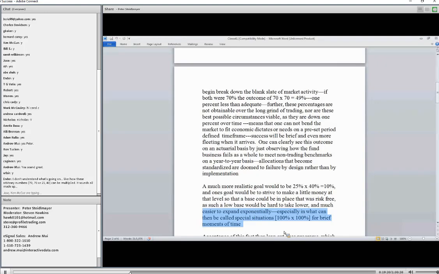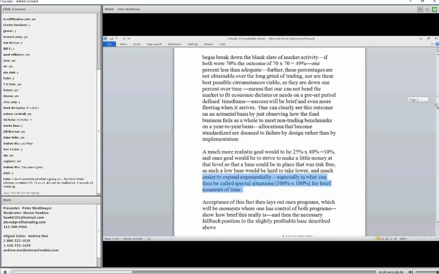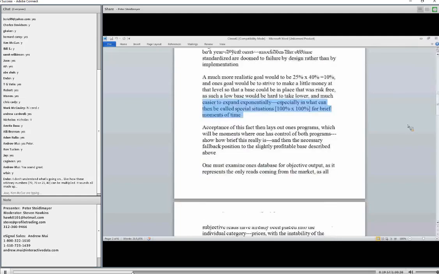I'd say it's very brief, sometimes only 2 or 3 little profile units, and you're no longer at 100%, you're back down to 10. So what you want to do is understand the volatility of this, and when you get a condition like the Olympics coming along, you want to take advantage of it, and then realize that it has a very short shelf life, and I'm going to get out of this trade because it no longer has the advantages I had before. So acceptance of this fact, when one lays out the program, will be moments where one has control of both programs. And if necessary, the fallback position, you do this. You vacillate between both programs.